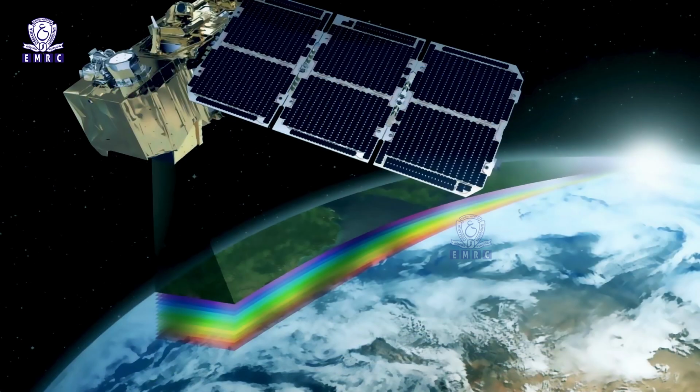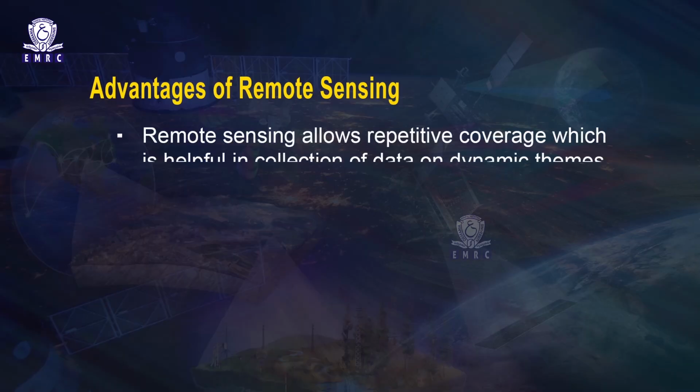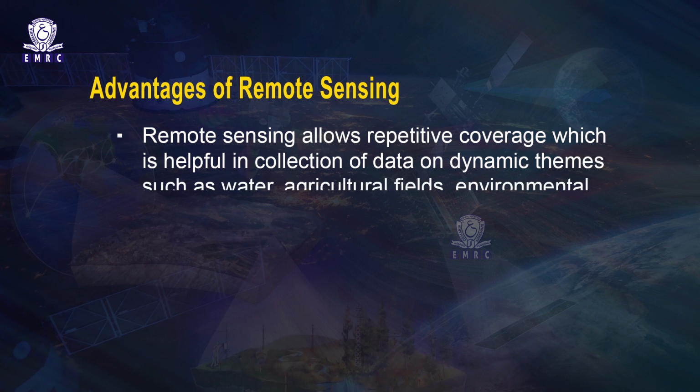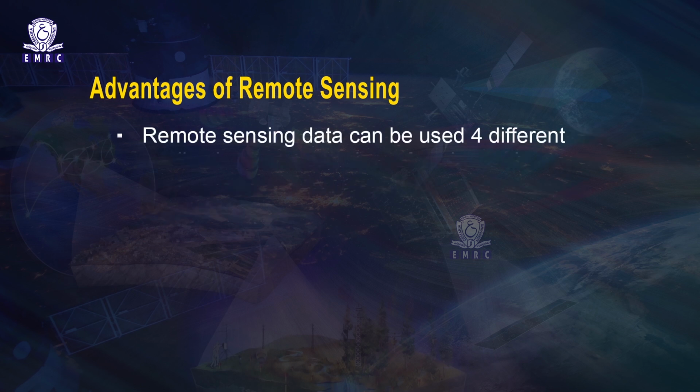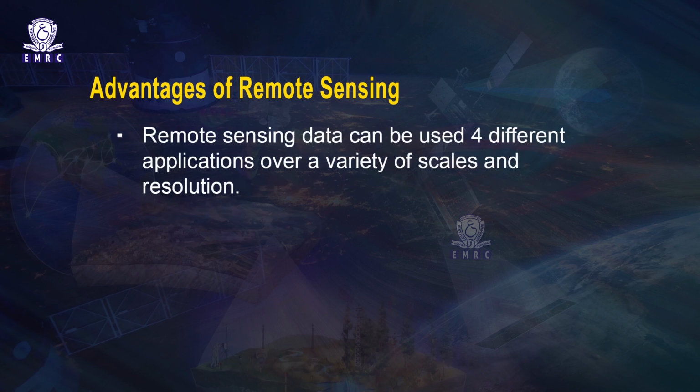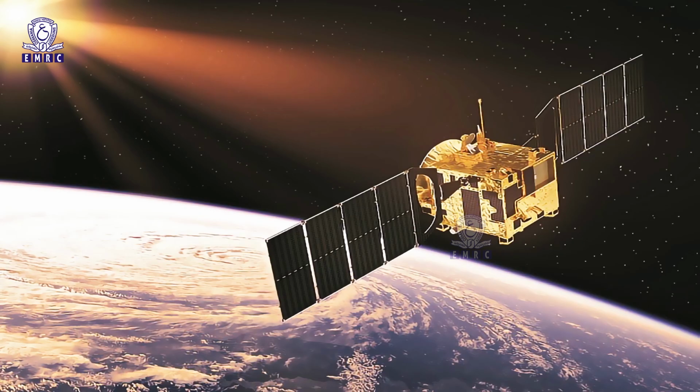By surveying from the air, remote sensing sensors are also able to scan and create maps of inaccessible areas. Remote sensing allows repetitive coverage, which is helpful in collection of data on dynamic themes such as water, agricultural fields, environmental degradation, etc. Remote sensing data can be used in different applications over a variety of scales and resolutions. For example, data might be collected by a remote sensor to survey a site for construction.